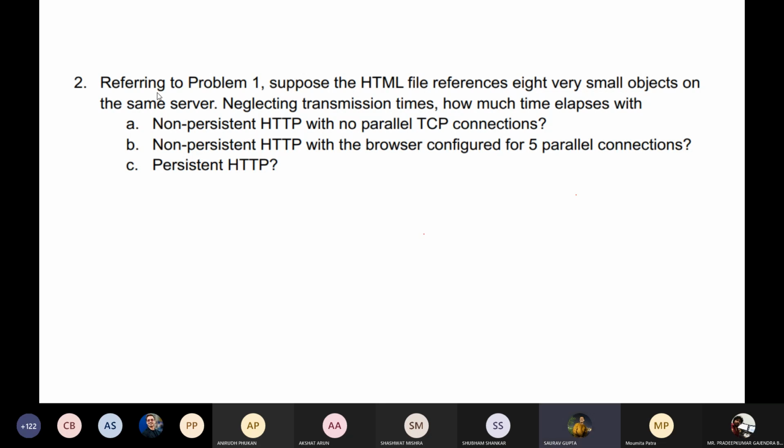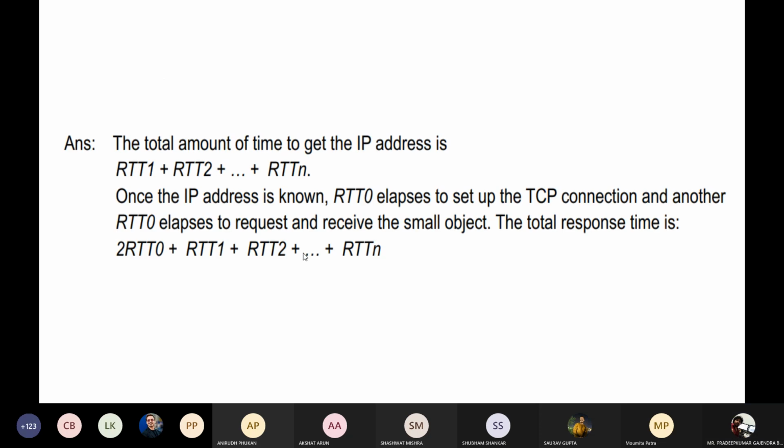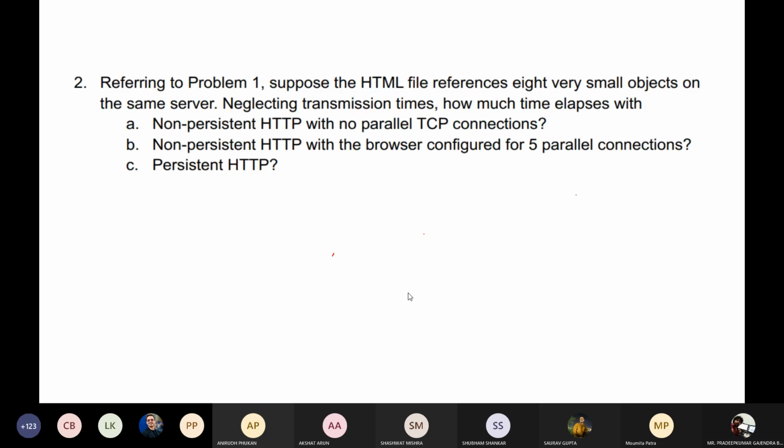So in total there are 9 objects if you include the HTML file. Is that clear? Are you referring to problem number 1? Yes, 2 RTT0 plus RTT1, RTT2 plus RTTN. This is the answer of the first one. Based on that, you have to answer the next question.